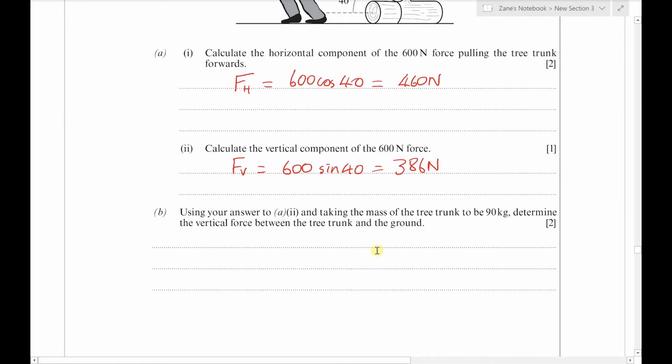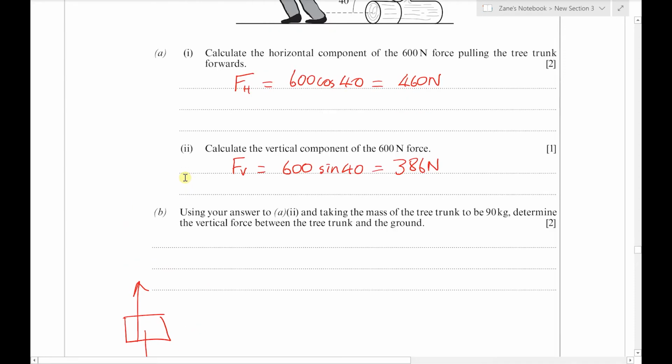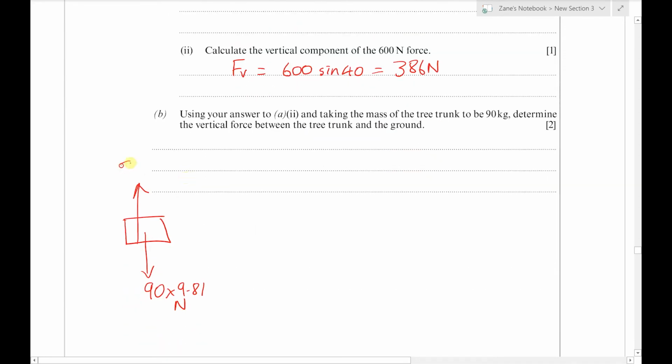Now the next part of the question says, using your answer to A2 and taking the mass of the tree trunk to be 90 kilograms, determine the vertical force between the tree trunk and the ground. A little diagram here, a free body diagram, might help. There's a little box just to represent the tree. Downwards we've got the trunk's weight, which is 90 times 9.81 newtons. We've got an upward pulling force, which we worked out in part A2, which was 386 newtons.